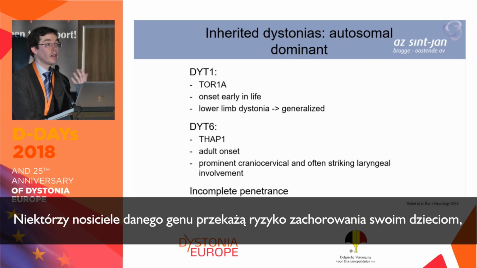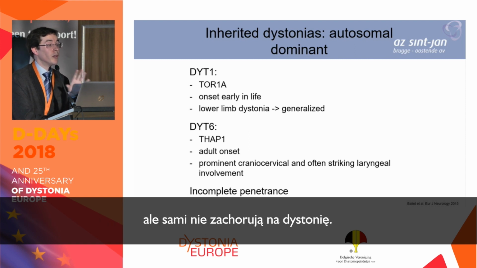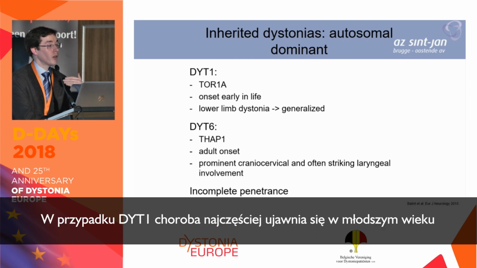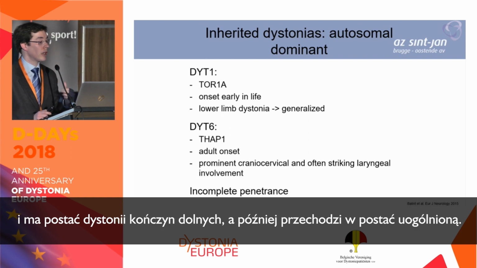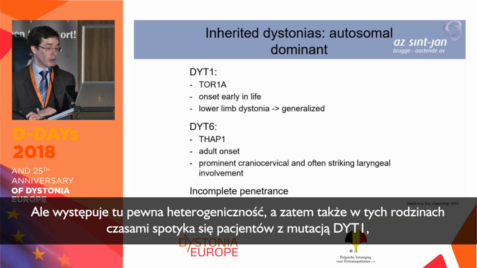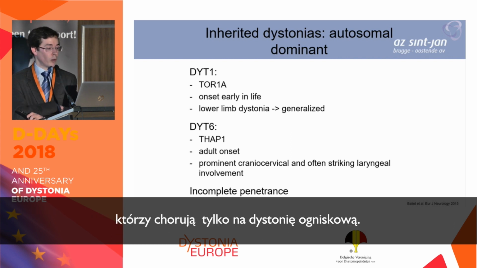There are some people that carry the gene and can then transfer the risk to their children, but don't develop the dystonia themselves. The penetrance for DYT1 is something like 30%, for DYT6 it's something like 60%. So DYT1 typically has an onset early in life. It begins typically as a lower limb dystonia, but then later on develops to a generalized dystonia. But there is quite some heterogeneity here. So also in these families, you sometimes see patients with a DYT1 mutation that only develop a focal dystonia.